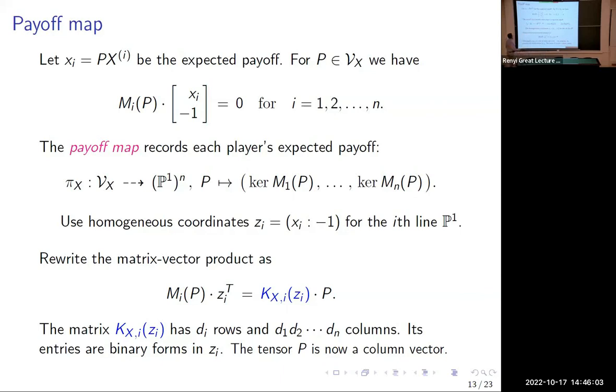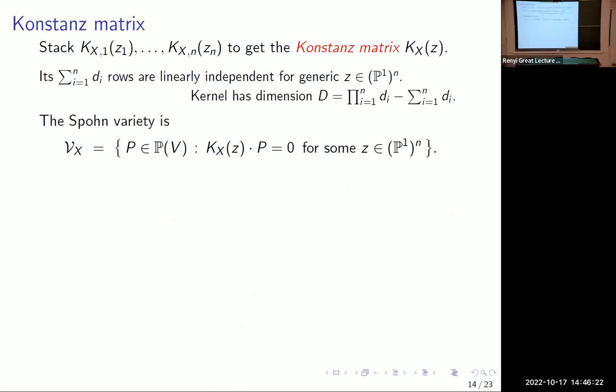Now this matrix has more columns than rows. It has Di rows and D1 times D2 times ... times DN columns. Its entries are linear forms in Zi, and as I said, the P is now a long column vector. The final step: I take these matrices and stack them on top of each other. The first player has a matrix, I put it above, then I put the second matrix below it. I stack these K matrices, and the resulting matrix I call the Konstanz matrix.